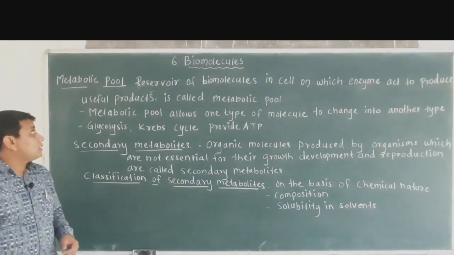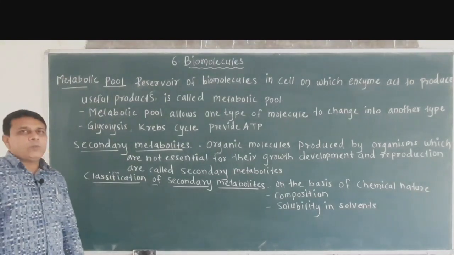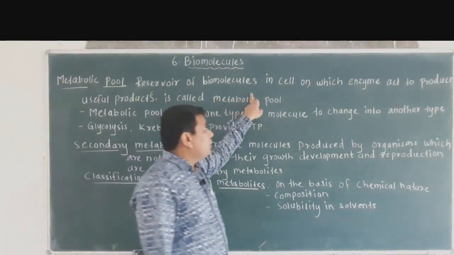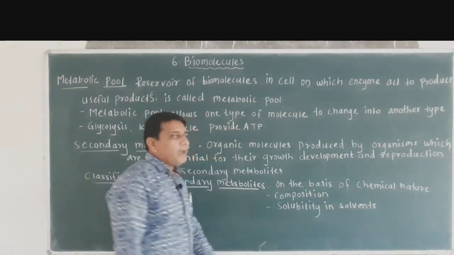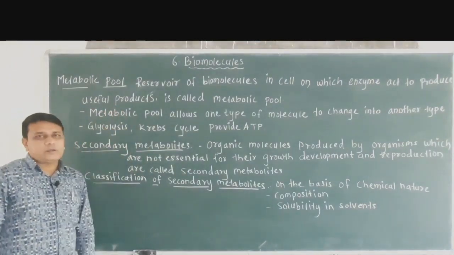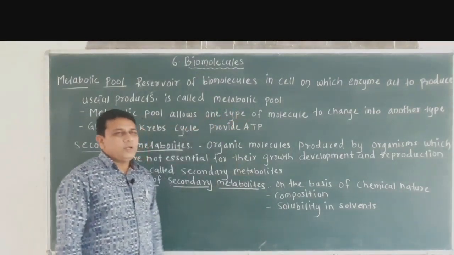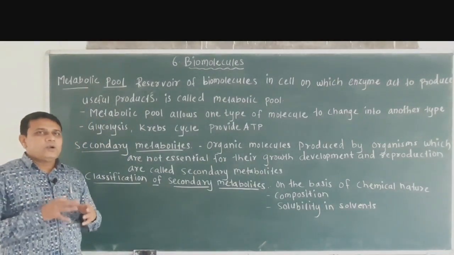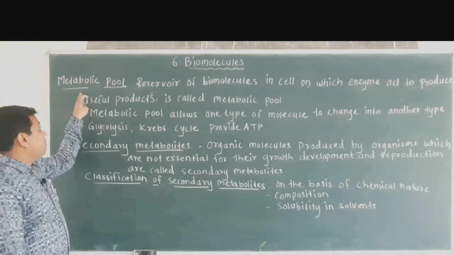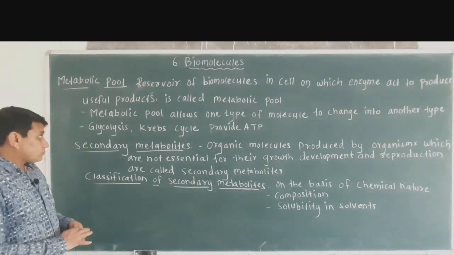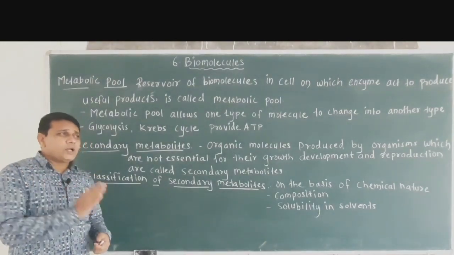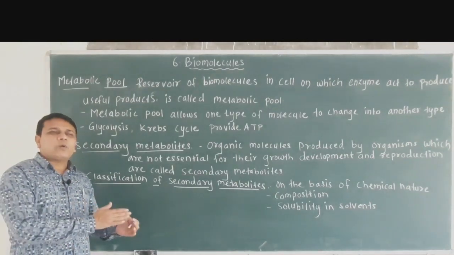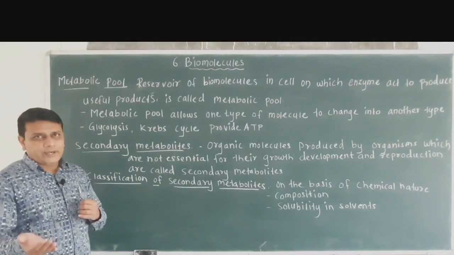Now the next topic is metabolic pool. Now metabolic pool is the reservoir of biomolecules in the cell on which enzymes act to produce useful products. It's called as metabolic pool. That means different biomolecules which are present inside the cell together come under the term metabolic pool. Then metabolic pool allows the conversion of one type of molecule into another type of molecule. For example, carbohydrates are converted into fats.